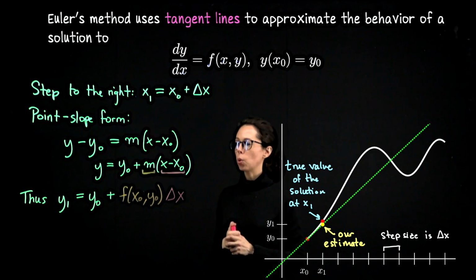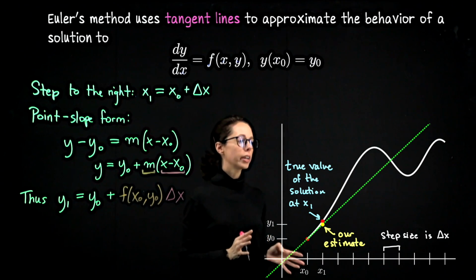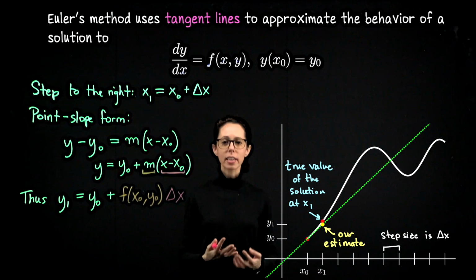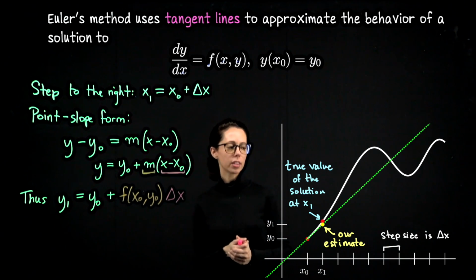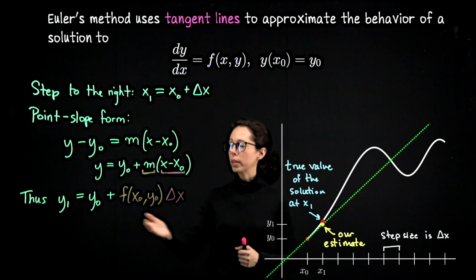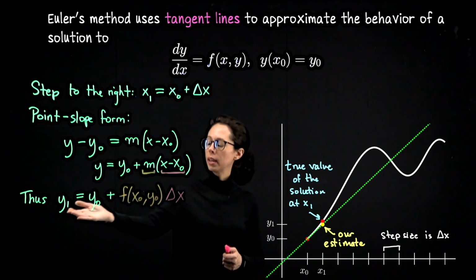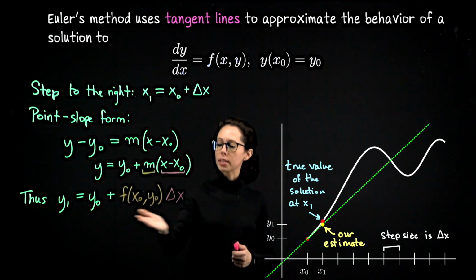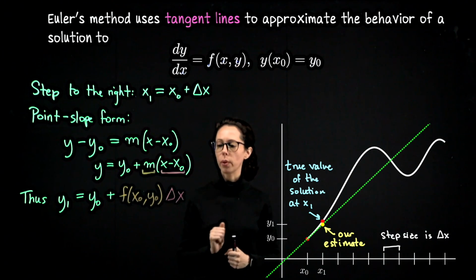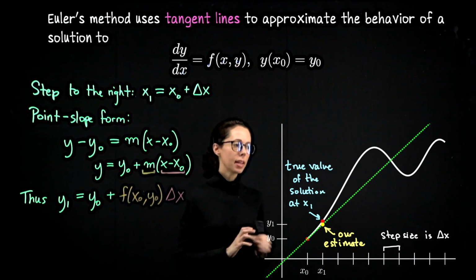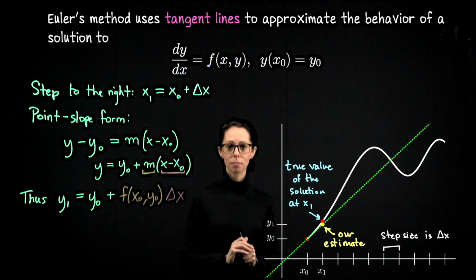In order to get from our starting initial condition point to the next point that we want to plot, to start to build up a picture of the solution to this differential equation, we are going to say that the next y value is the starting y value plus the slope of that tangent line, which is the same thing as evaluating this right-hand side at the starting point, times delta x. That steps us to the point x1, y1.